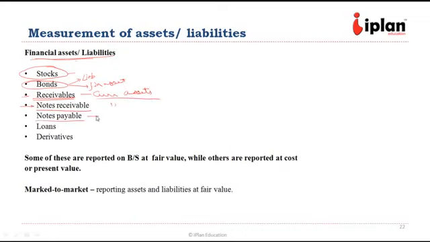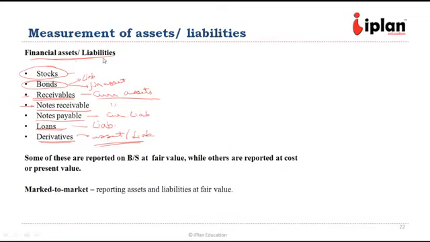Notes receivable, again, are a type of current assets. Notes payable will be current liabilities since they have to be paid. Loans are liabilities. Similarly, derivatives could be an asset or a financial liability based on the way we have created them.